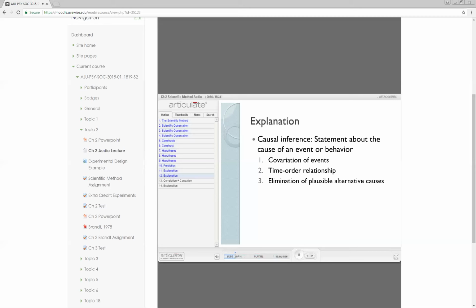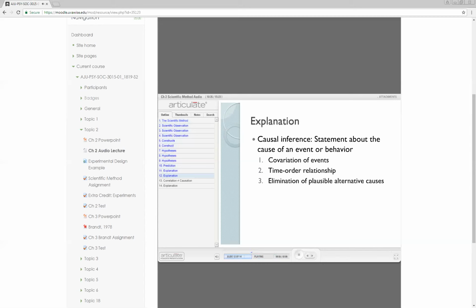There are three conditions that we need to have met in order to be able to say this. The first is that the events are correlated, or they covary, or they change together. The second is that there's a time-order relationship. If we think that X causes Y, you have to have experienced X before we see the change in Y. The third is that you've eliminated alternative possible causes. Nothing else can be causing the problem.